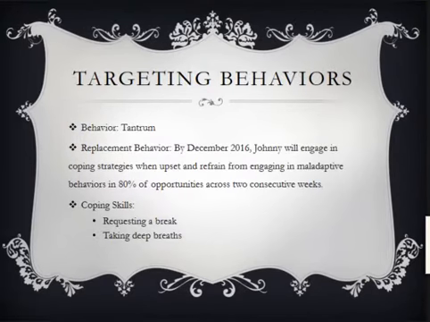Okay, for behaviors. So let's say the target behavior is tantrums, so you're trying to decrease the frequency of tantrums. And the replacement behavior is that Johnny will engage in coping strategies when upset and refrain from engaging in maladaptive behaviors in 80% of opportunities across 2 consecutive weeks. Some of the coping skills that we most often see are requesting a break or taking deep breaths. What other things do you guys see for coping?